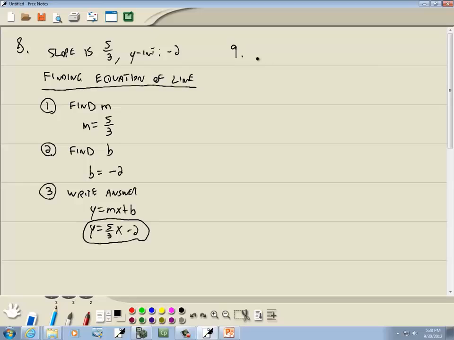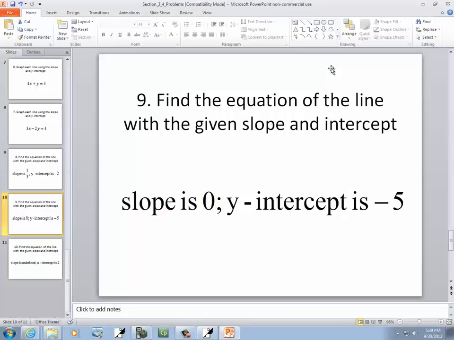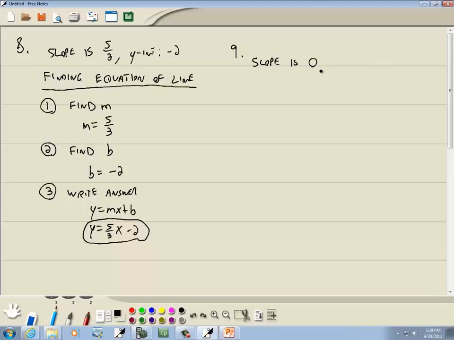Let's look at this one. Slope is 0, and y-intercept is -5. Now we're going to go through the same 3 steps, but we could get by with it in this one. I think the next one we can't.